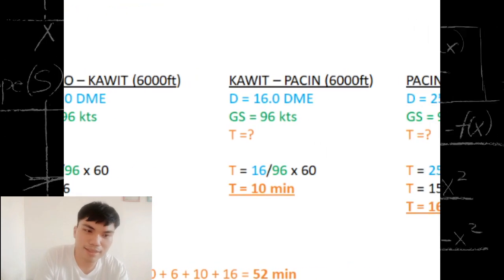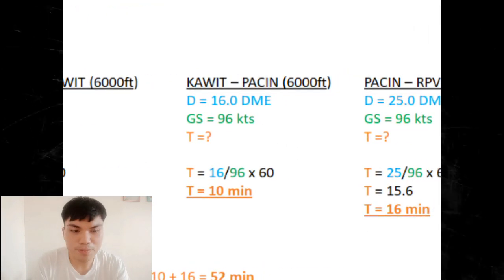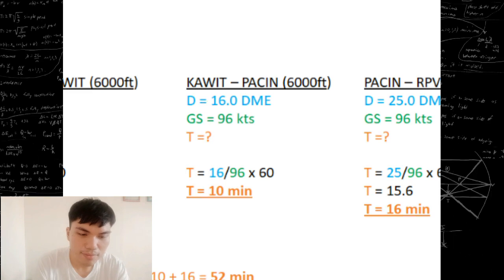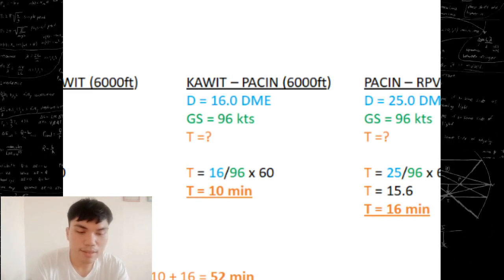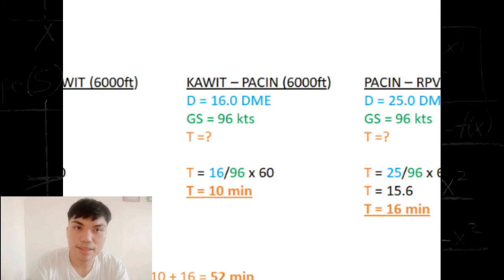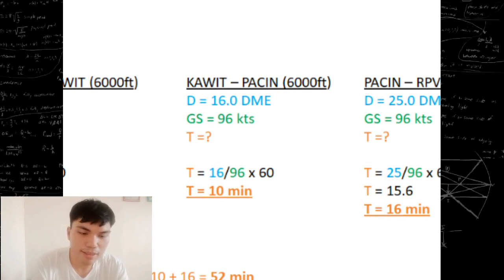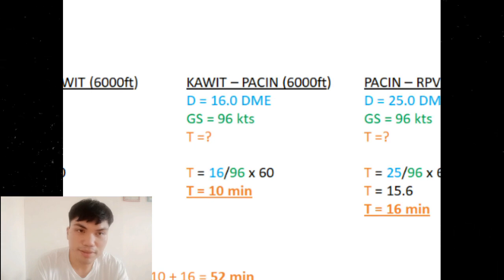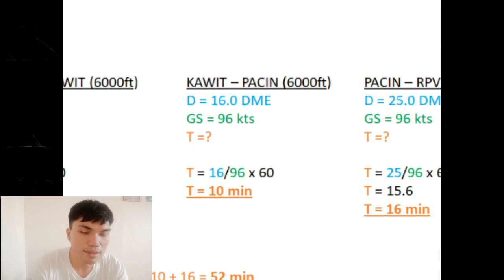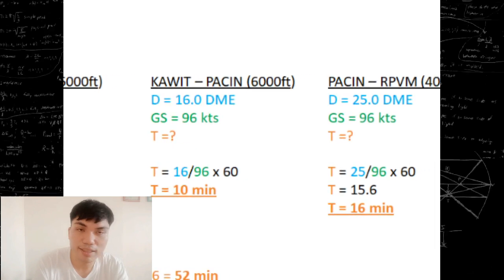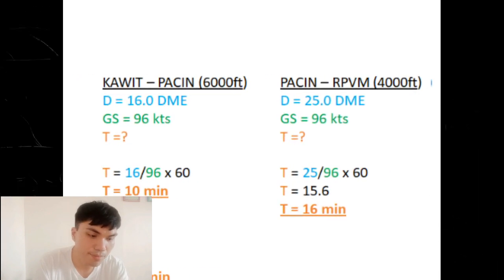Next is Kawit to Pasin, 6,000 feet. Distance is 16 DME. Ground speed 96 knots. Time unknown. 16 divided by 96 times 60 is 10 minutes. Time is 10 minutes.